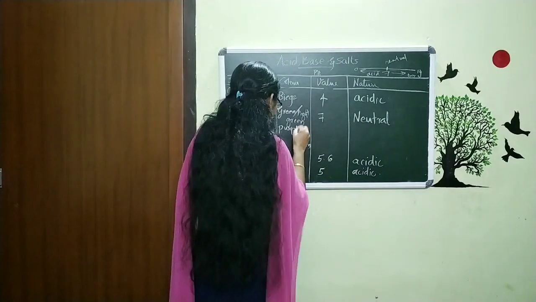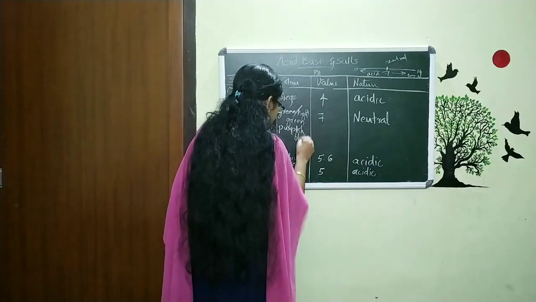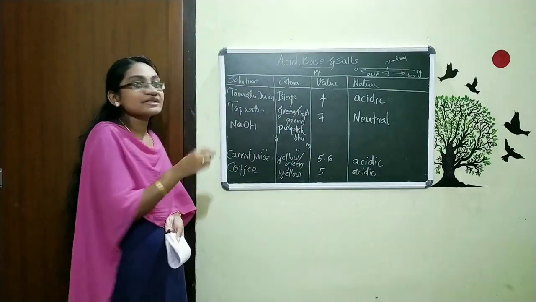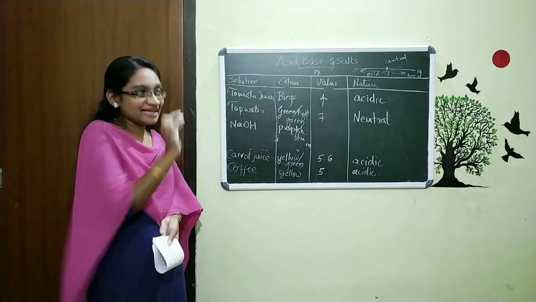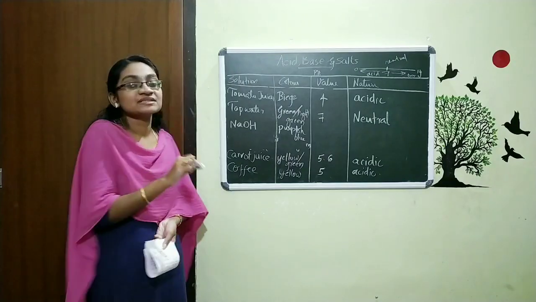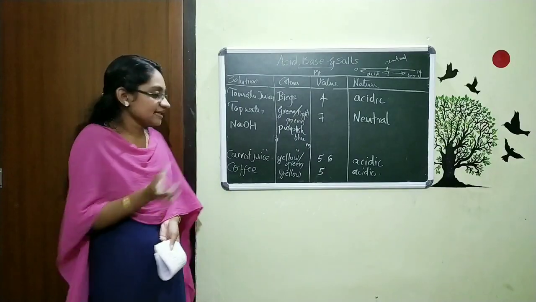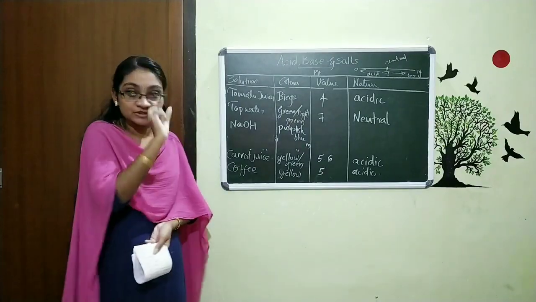Purplish blue. For this blue in this pH paper, we have different blues: light blue, purplish blue, dark blue, violet. Different shades are there. That's why here we are writing it as purplish blue.